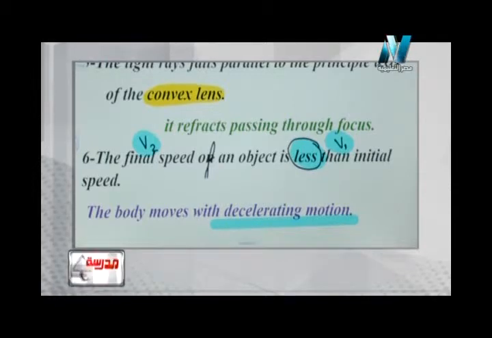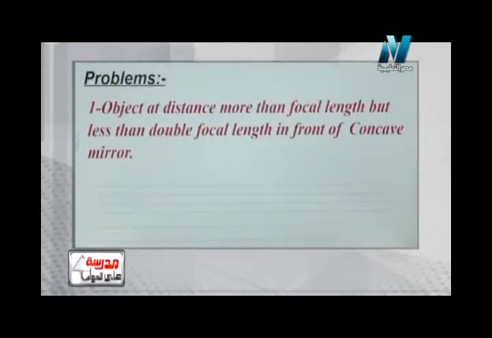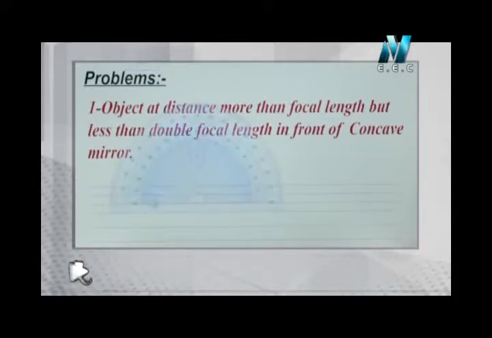Okay. Problem. بيقول لي object at distance more than focal length but less than double focal length in front of concave mirror. خلي بالنا قال لي more than focal length but less than double focal length. يبقى مكانه فين؟ طبعا firstly we will use the protractor as we see here.